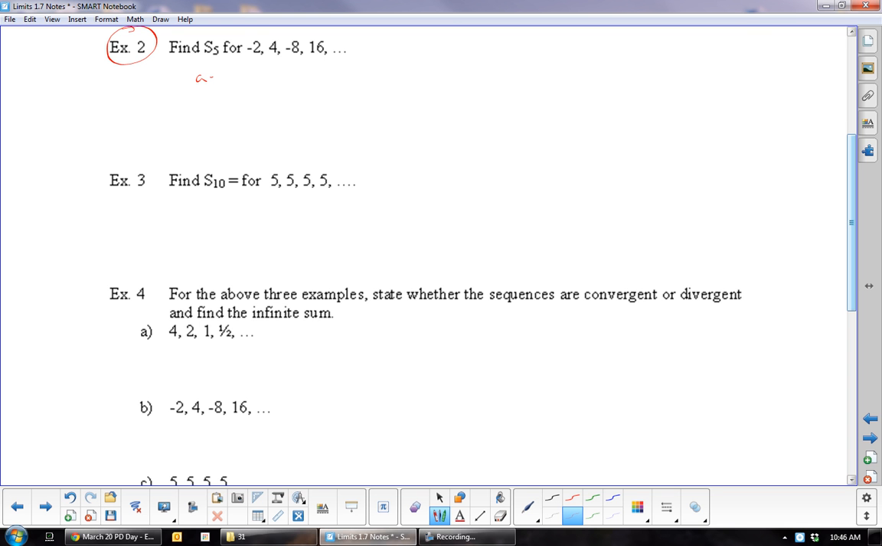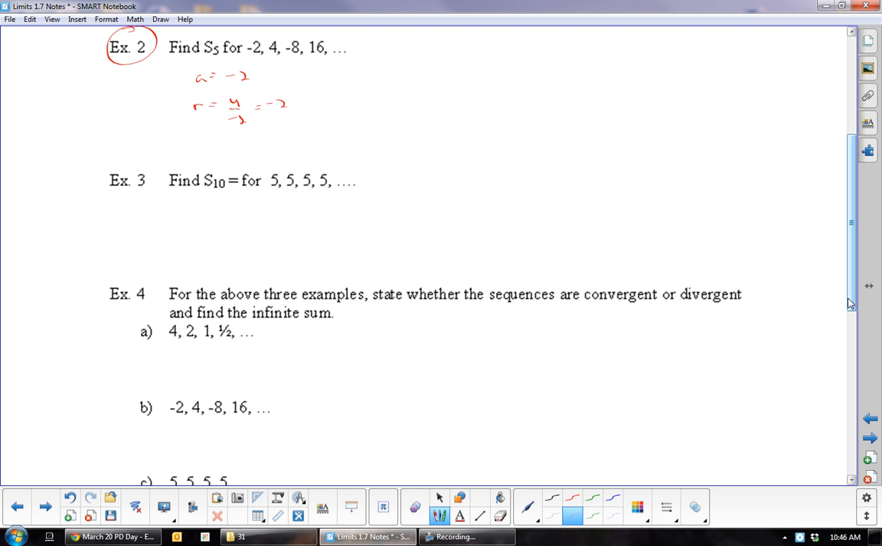Now you kind of want to gather all your stuff. You got a is negative 2. You got r would be 4 over negative 2, which equals negative 2. And always test a couple. 16 divided by negative 8 is negative 2. Okay, it is a nice geometric sequence or series all the way through.